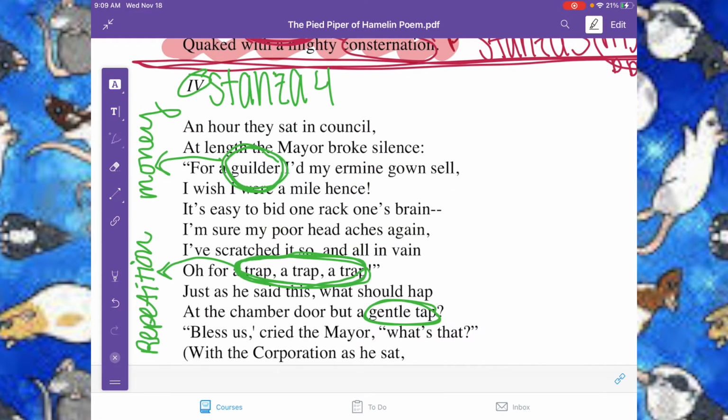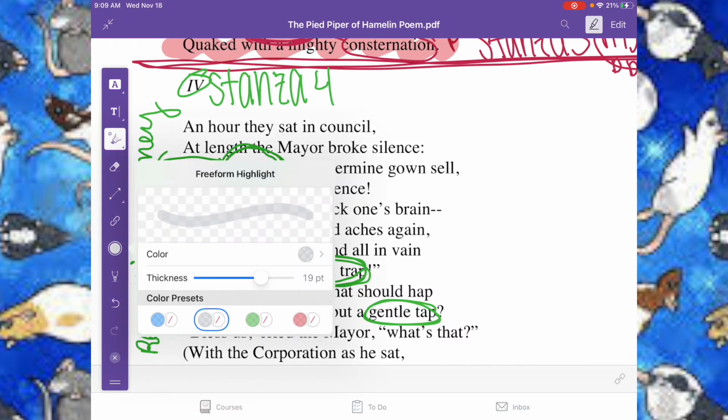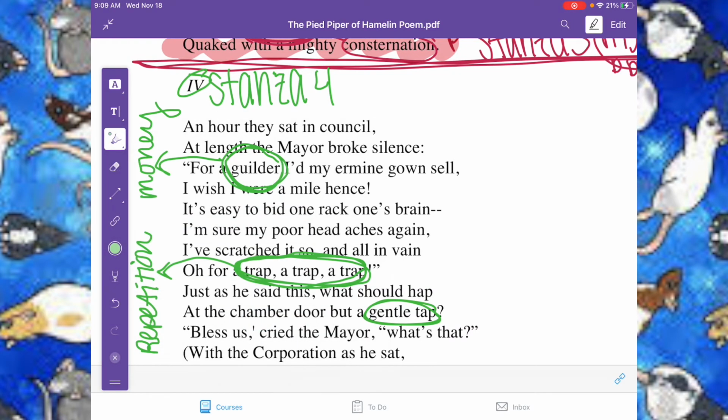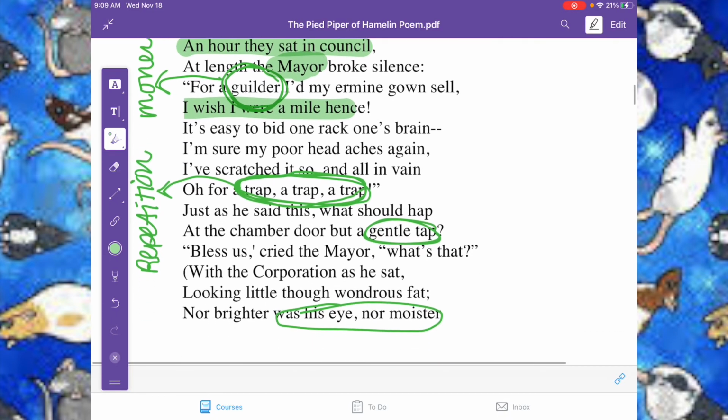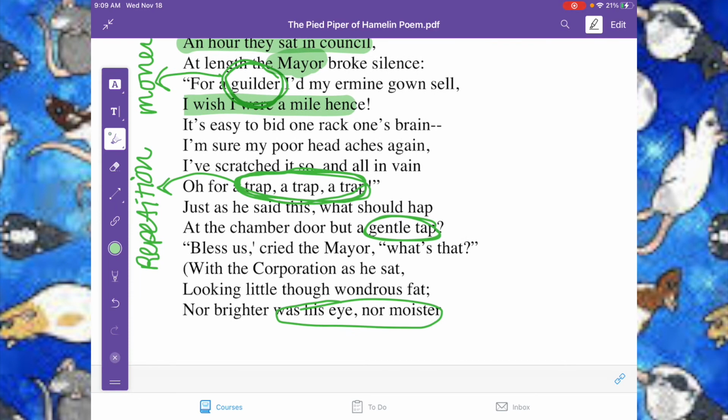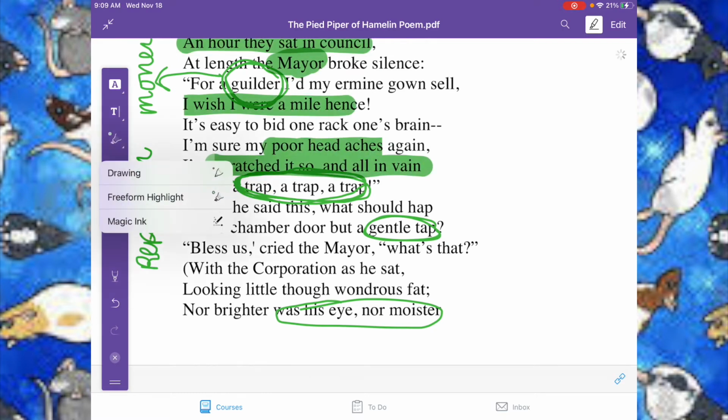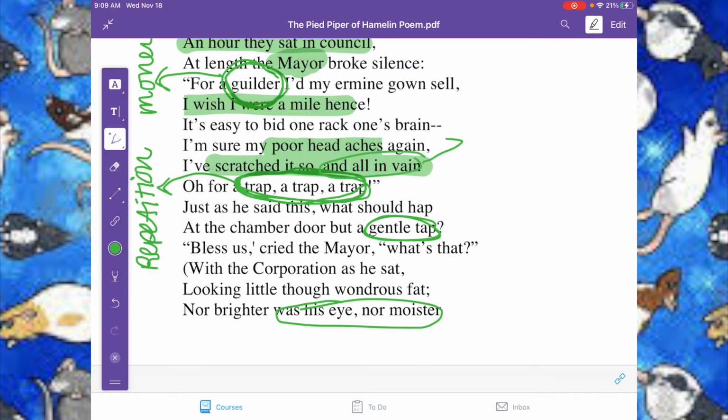Okay, so let's take a look at what we are going to be illustrating. So, an hour the council sat there, and they're trying to come up with a solution to the rat problem. So after an hour, the mayor finally says, man, I wish I were a mile hence. I wish I weren't even here. I don't even want to be the mayor anymore. He's saying it's easy to tell someone to think about a solution, but I'm trying to do it. He's like, my poor head, it aches because I've scratched it all and all in vain. So has he come up with a solution? No. The mayor's been thinking.